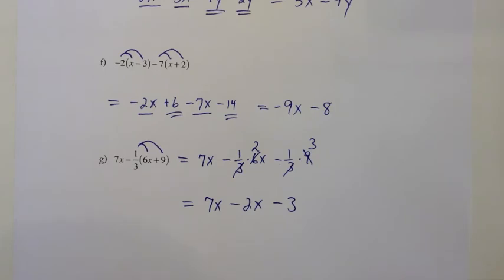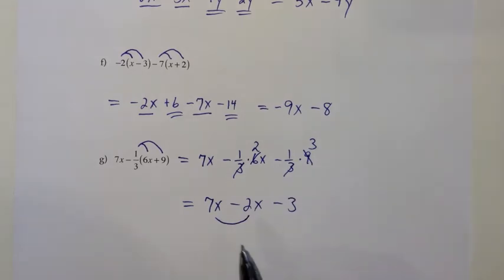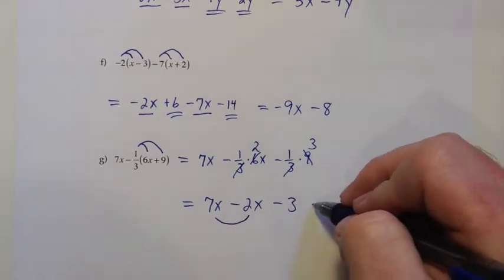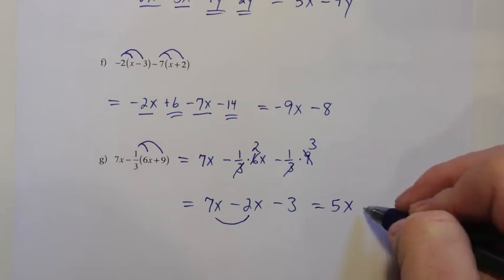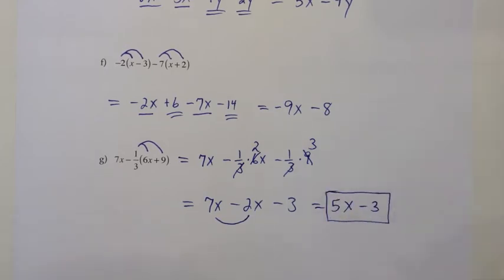And most of our work is done here now. We've gotten rid of our parentheses, we've gotten rid of our fractions, but we do still have these like terms right here. So 7x minus 2x would be 5x, and then we still have that minus 3. And that would be our answer on that one. So the rule wasn't different there. We're still distributing to clear parentheses and then combining like terms by adding their coefficients. Just took us a little bit longer to carry that out when we had fractions involved. And I was inclined to show a little bit more work because of that too.